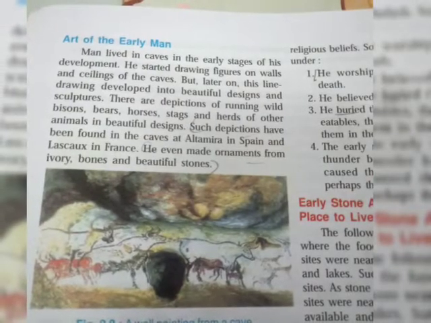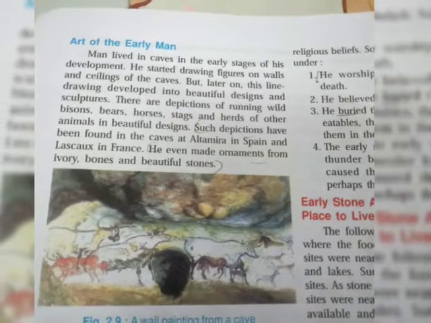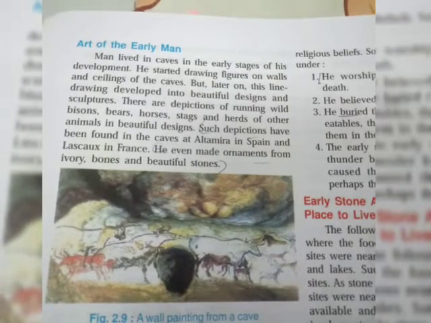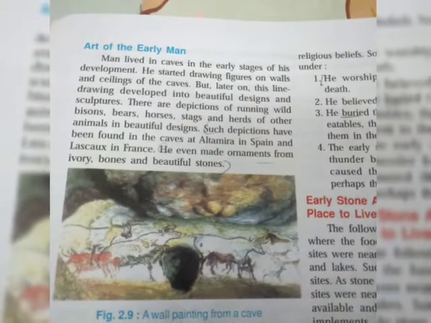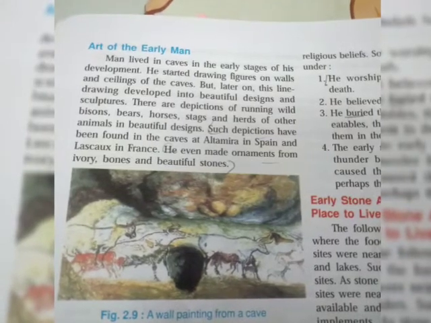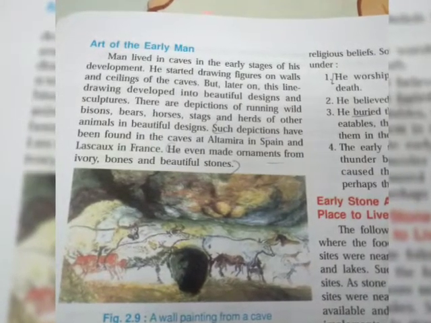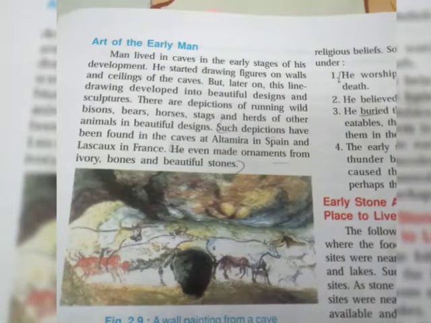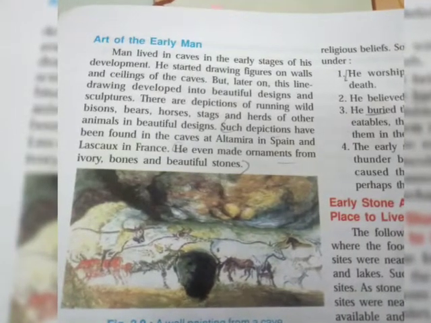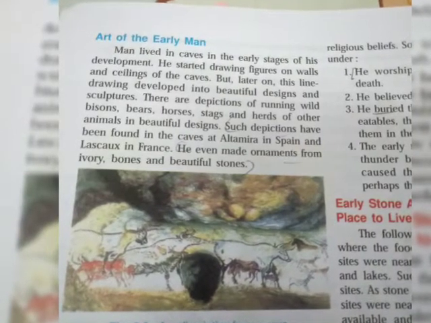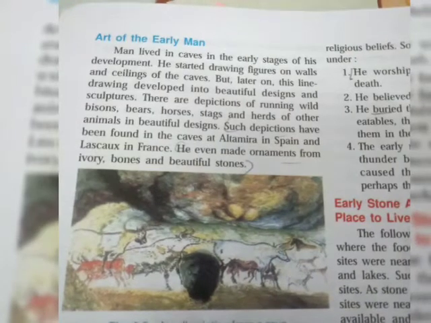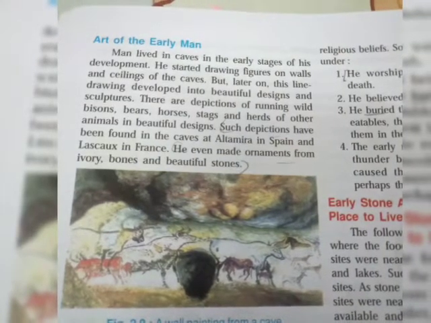Now, the art of the early man. Now, dear students, when early man lived in caves in the early stages of development, he started drawing figures on the walls and ceilings of the caves, and later on these drawings developed into beautiful designs. He also made ornaments from ivory, bones and beautiful stones.